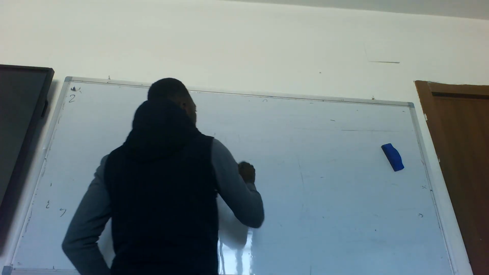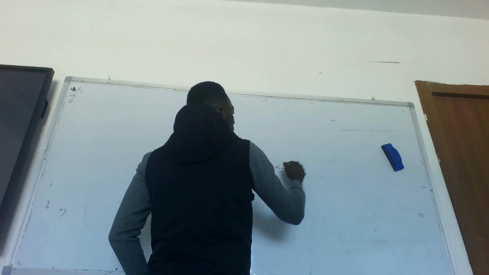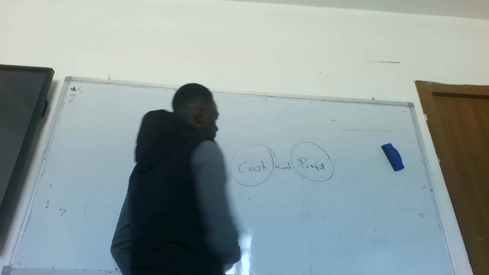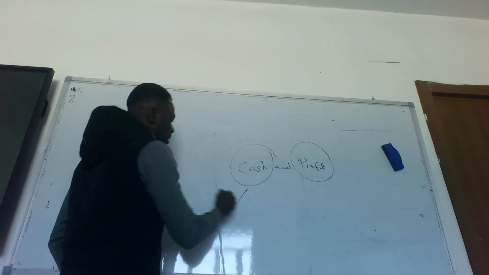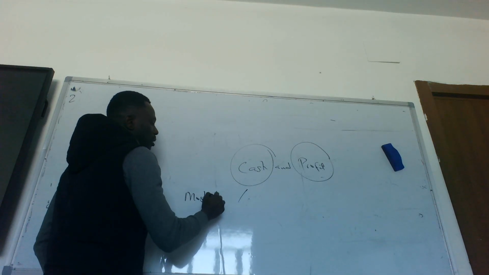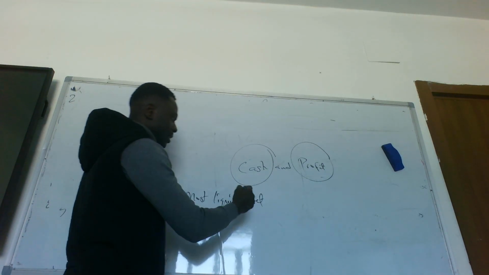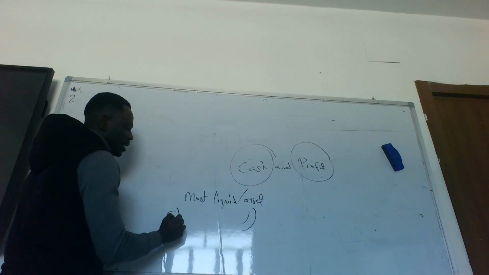Questions. Cash and profits. Cash is the most liquid asset, and it is always recorded in the statement of financial position.